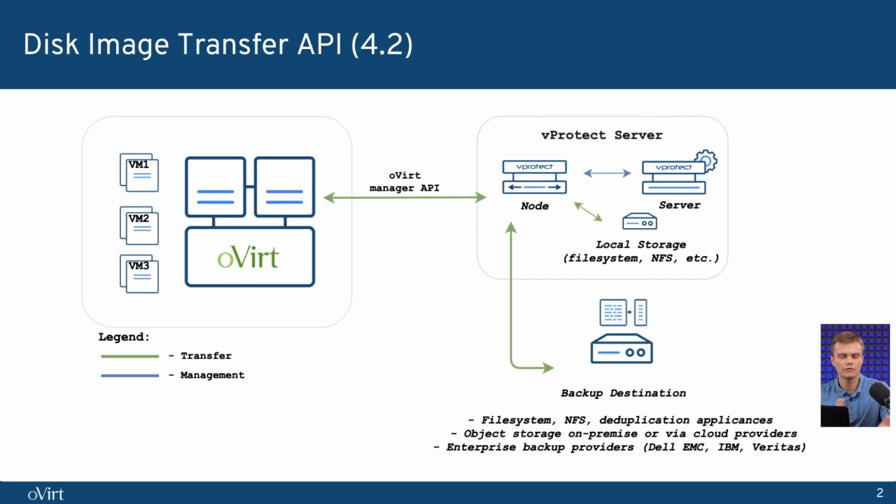So then, I remember it was version 4.2, this image transfer API happened, and all of the transfers initially went through the hypervisor manager. The cool thing is that the setup was simple. You didn't have to install your data mover inside the oVirt environment. You could transfer it directly from the manager. The setup was just providing a URL, username, and password, and that's it. Snapshotting and transferring data, including incremental deltas, was supported directly from this API.